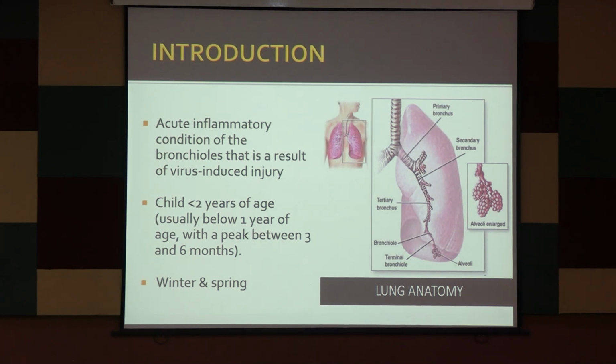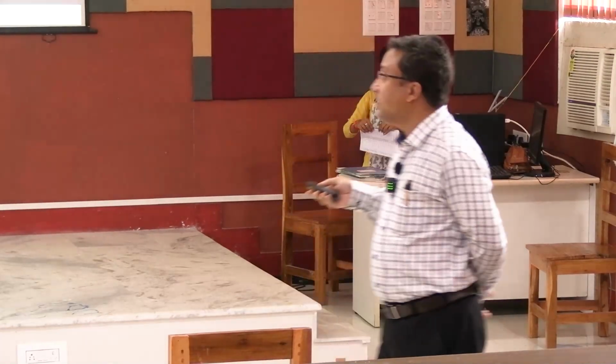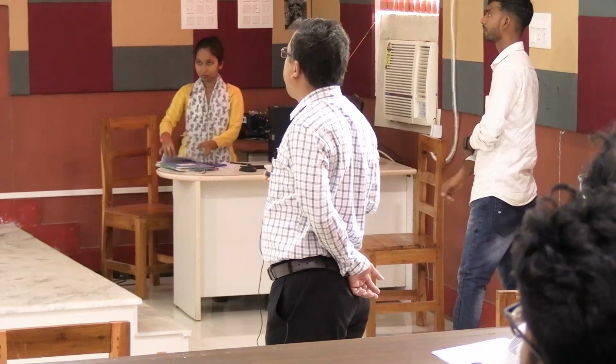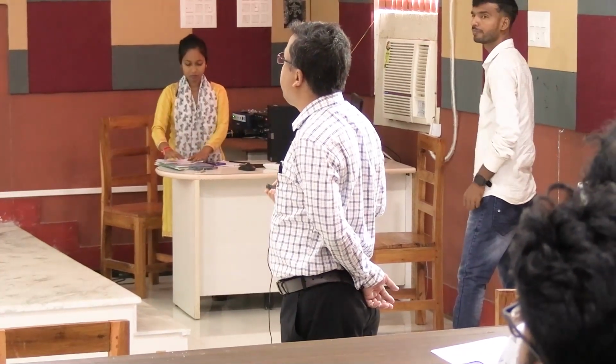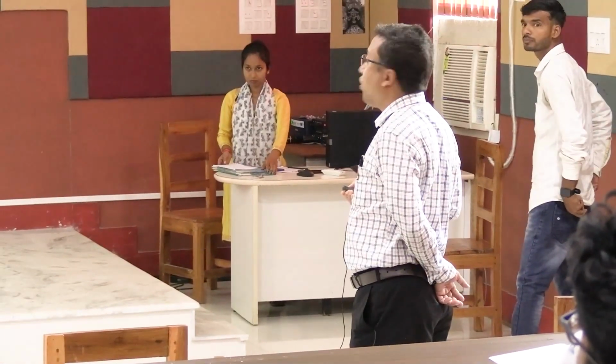We have the respiratory tract from the nostril up to the alveolus. We have discussed the upper respiratory tract infection. Now we will start with the bronchiolitis. This is trachea, okay. Then the primary bronchus, then the secondary bronchus, tertiary bronchus, then comes the bronchiole.